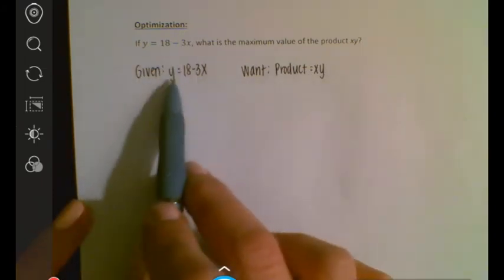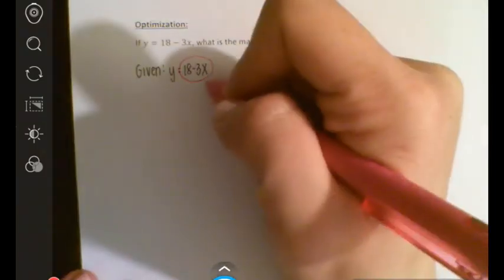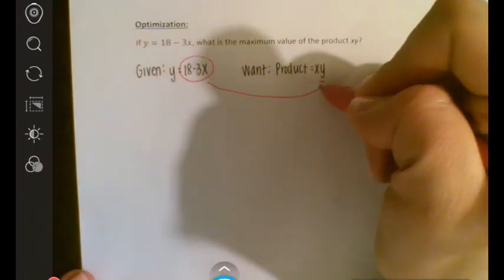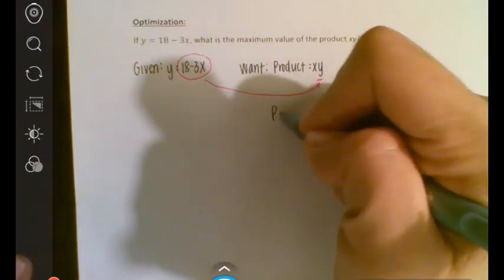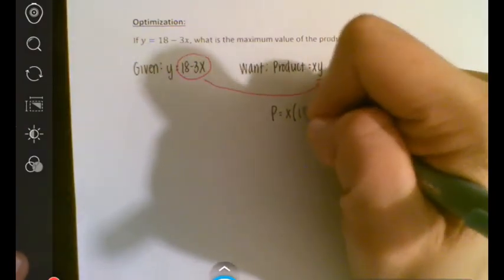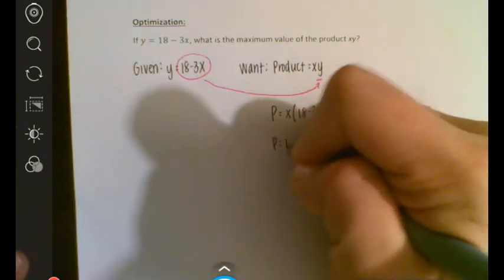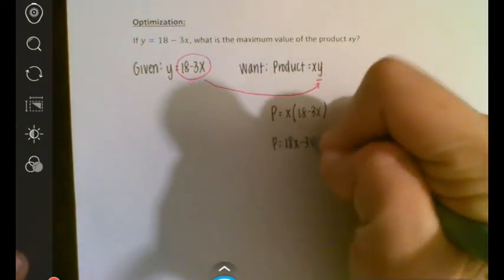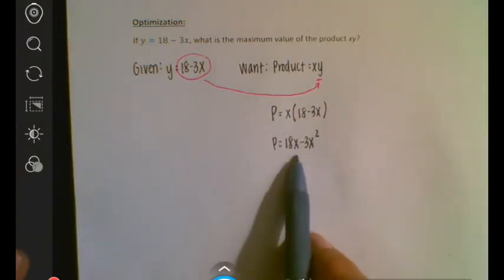That's why we're given this expression, because I can take y equals 18 minus 3x and substitute it in for this y over here so that I can get an expression that's just in terms of one variable. So I'll shorten that to big P. Bring over the x, plug in this quantity of 18 minus 3x for the y, and simplify this. So 18x minus 3x squared.